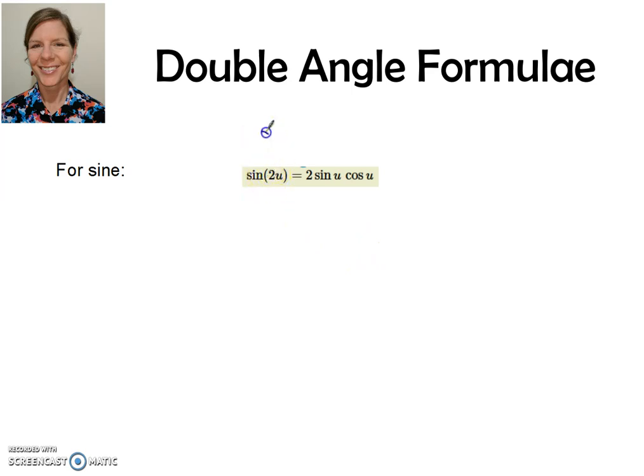Okay, so 2u is obviously just u plus u. So we can say, well, that's sine of u plus u. Now, using our addition formula from the previous video, we know that that's going to be sine u cos u plus cos u sine u. And of course, because these are like terms, you just get 2 sine u cos u. Okay, so reasonably straightforward there.